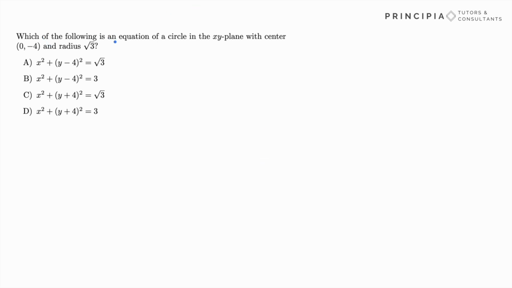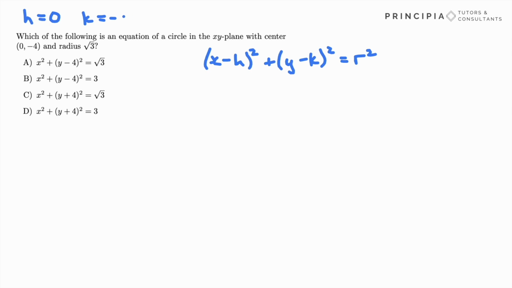We have, which of the following is an equation of a circle in the xy plane with center (0, negative 4) and radius square root of 3? Let's write down the general equation of a circle again, and then we'll go from there. They are telling me that the center of the circle is at (0, negative 4), which means that h is 0 and k is negative 4, and the radius is square root of 3, so r is square root of 3. And now we can just plug these 3 into our equation to find the answer.